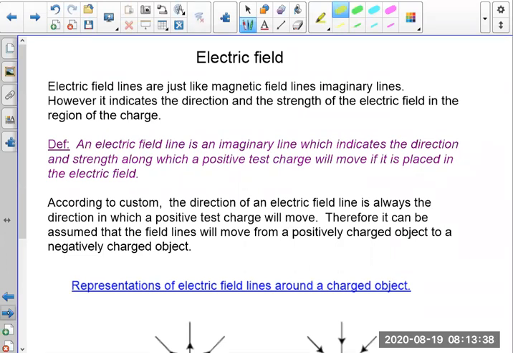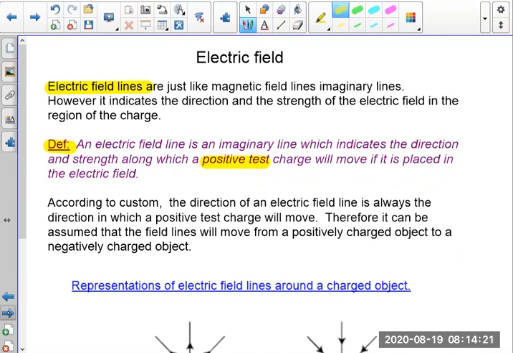Okay, now, we did the definition of electric field lines first. They are just like magnetic field lines. They're imaginary lines, we can't see them. However, they indicate the direction and the strength of the field in a region around the charge. So the definition is very important. An electric field line is an imaginary line which indicates the direction and strength along which a positive test charge will move if it's placed in an electric field. So a positive test charge. So it's in the direction in which a small positive test charge will move.